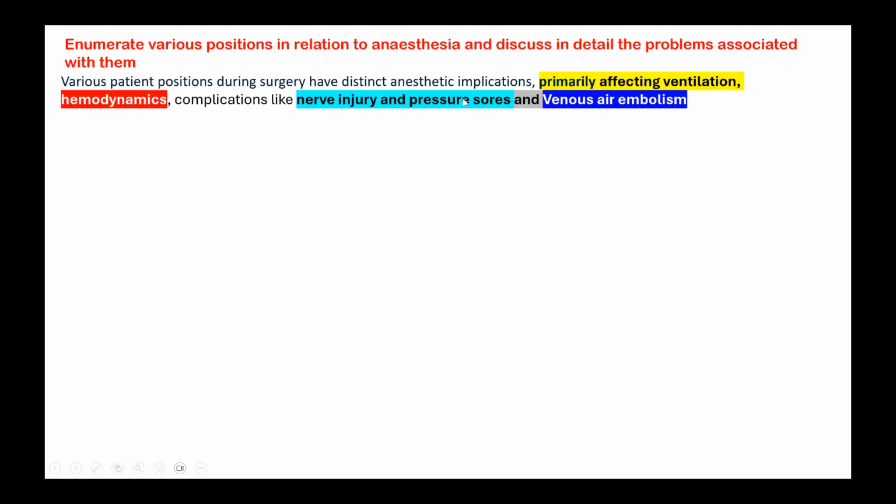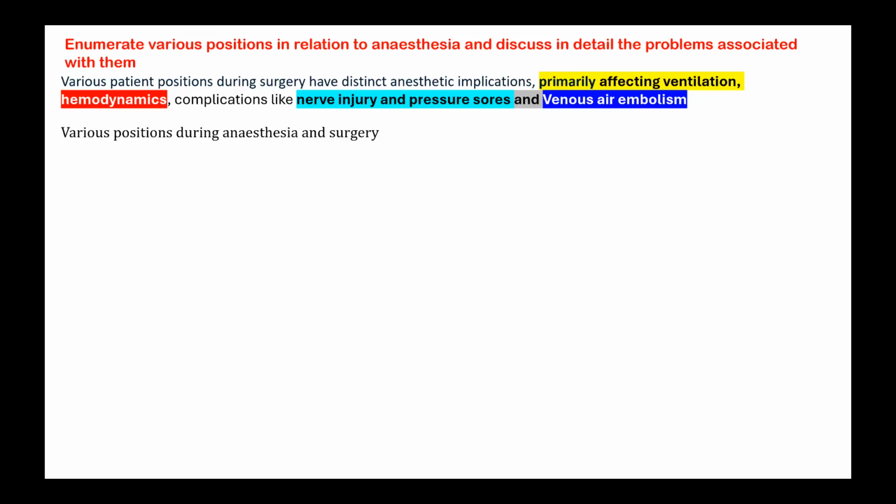Third is nerve injuries and pressure sores. And the last one is venous air embolism. So these are the 4 important systems and complications that can happen unless you take proper care to avoid these things during positioning of the patient.